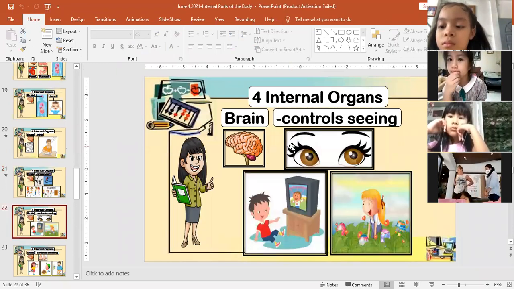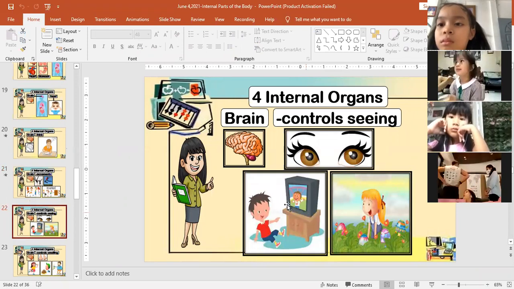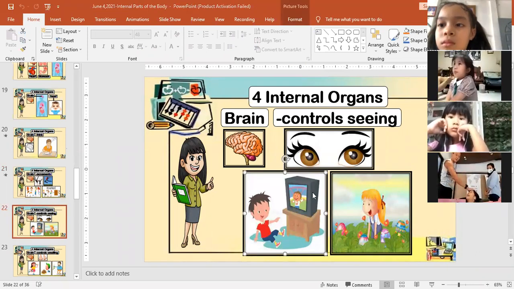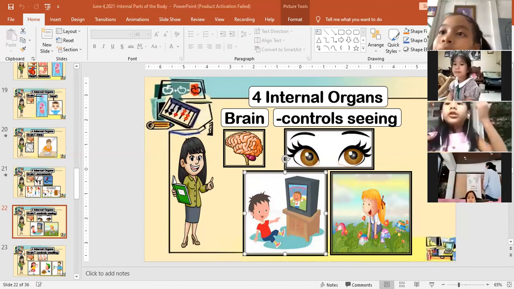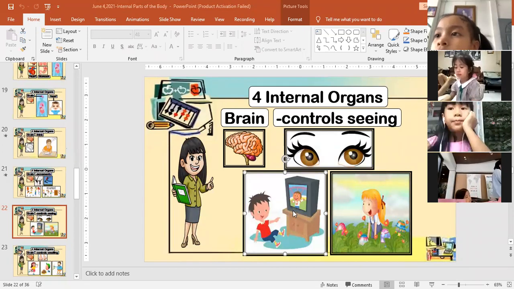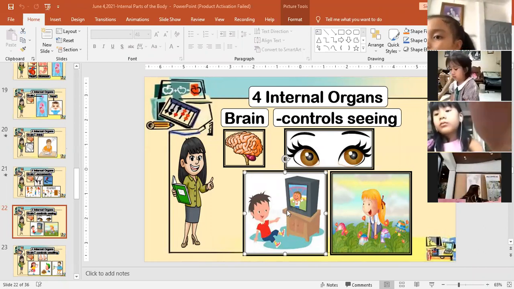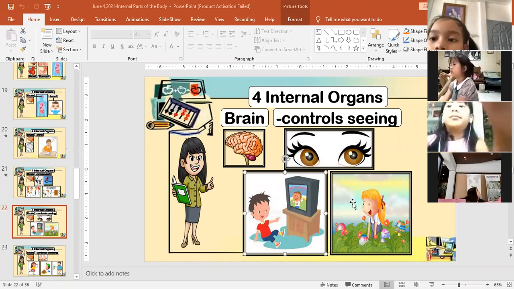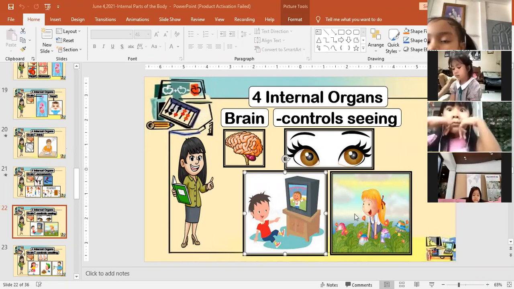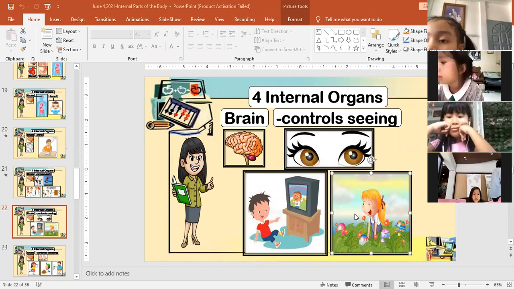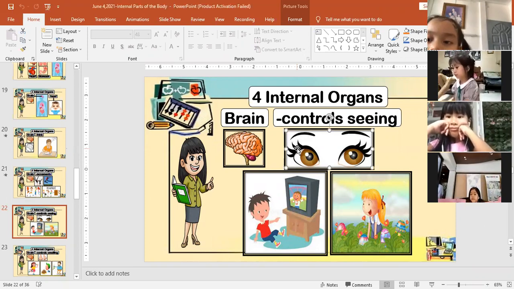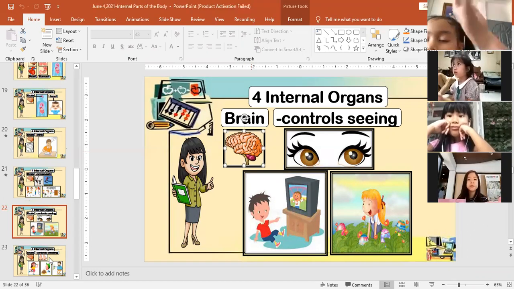Another one. The brain also controls your eyes. For example, when you are watching TV, do you watch TV? Yes or no? Do you watch TV? Yes. What cartoons do you watch? Do you watch Tom and Jerry? Yes. And also when you look for the things around you, can you see your house? Yes. You can see your house because of your brain that controls your eyes.